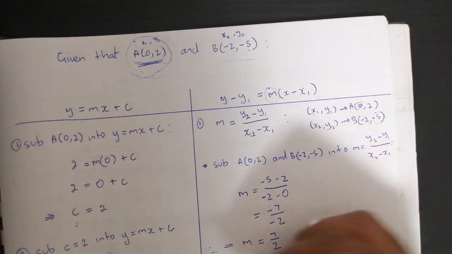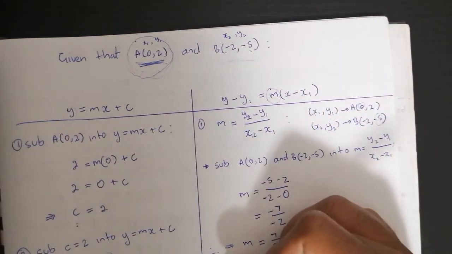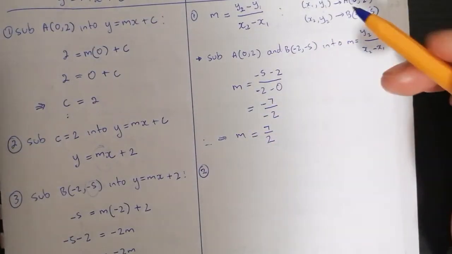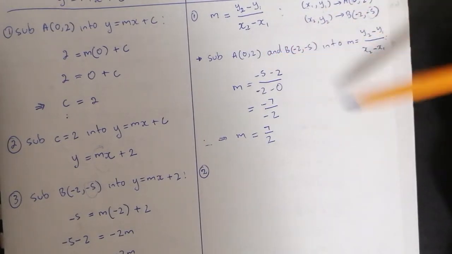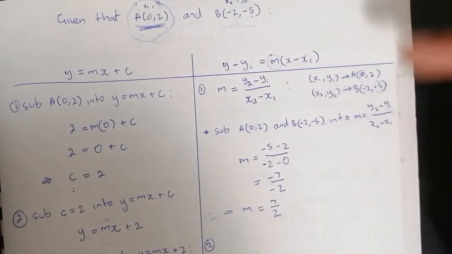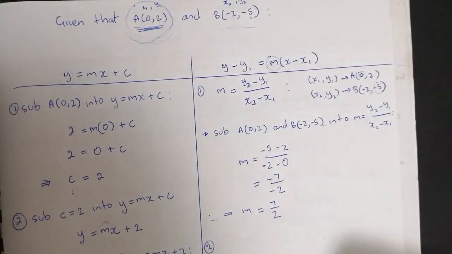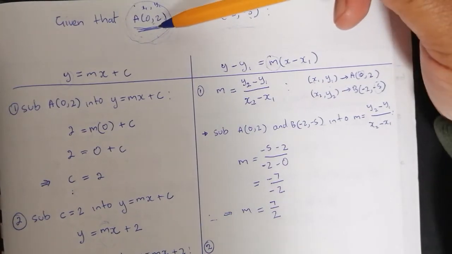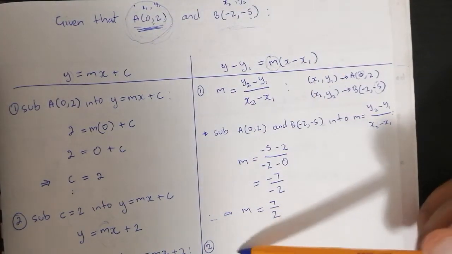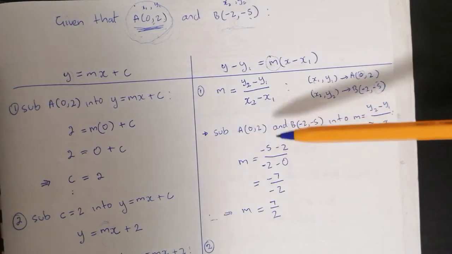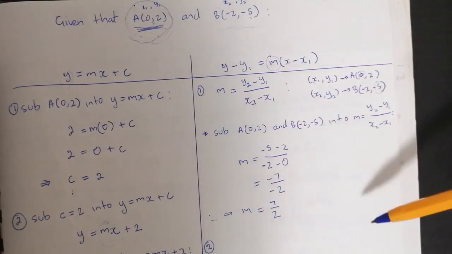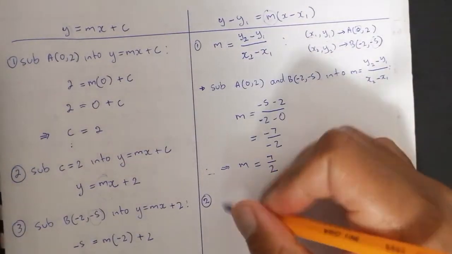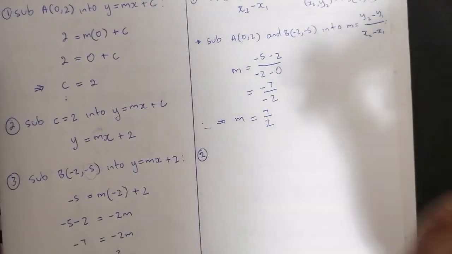Once we have the value of m, the gradient or slope of the line, the second step is to just use any one of these 2 points now. So unlike this example here where we couldn't use the y-intercept or the point A, in this case you can use either or. So you can either use the point A or the point B to find the equation of a straight line. So what I'll do is use A in this case.